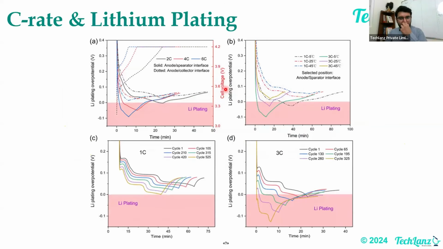Now let's see what happens at different charge rates. If someone knows about half cell reactions and all those things, I will not cover that today. There's something called lithium plating overpotential. Typically the anode is supposed to be at zero voltage, if you know about standard electrode potential. I'm not going to cover this today because this is a very deep topic.